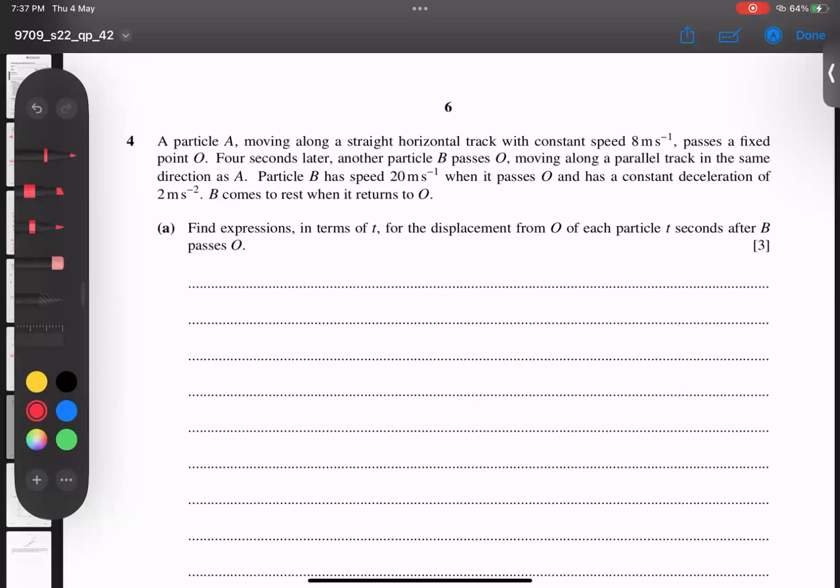Yes, question number 4, students. We have a particle A moving along a straight horizontal track with a constant speed 8. Whenever constant speed is given, students, we can use the formula distance is equal to speed multiplied by time. This formula is applicable only when we have a constant speed. A passes a fixed point O. So it means the O point is here, for example. And the particle A is here and it is moving this way. And the speed throughout is 8 meters per second.